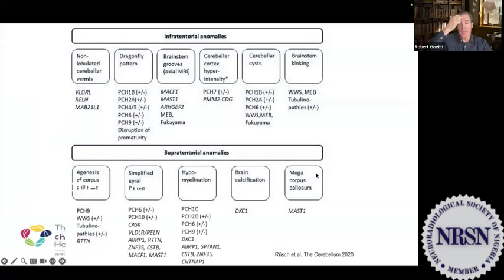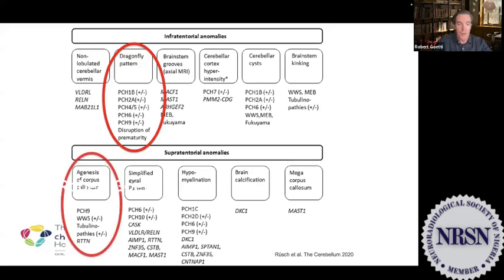There's a nice study by Rusch and others in the Cerebellum from 2020, which I like to consult when I come across these cases. And they've looked at the associated infratentorial and supratentorial abnormalities. So in our case, you can see all the different PCH subtypes, and you can see other diseases that can look like PCH but aren't called PCH. And when we look at the dragonfly pattern, that already narrows it down quite substantially to a few forms of PCH and the disruption of prematurity, which I mentioned earlier.